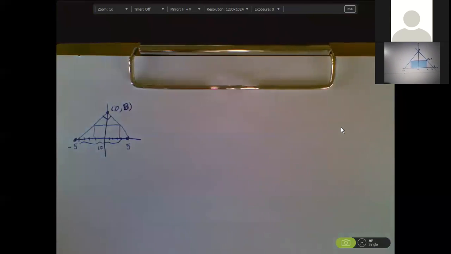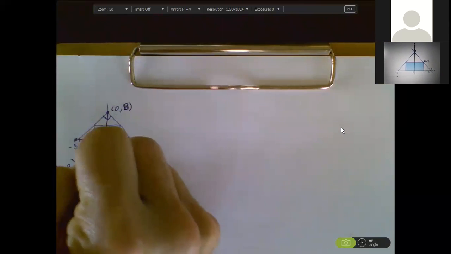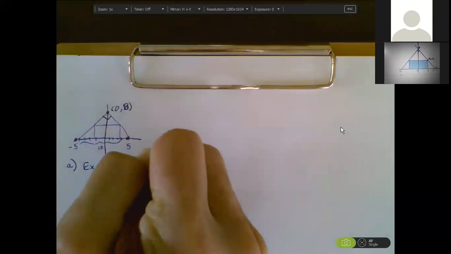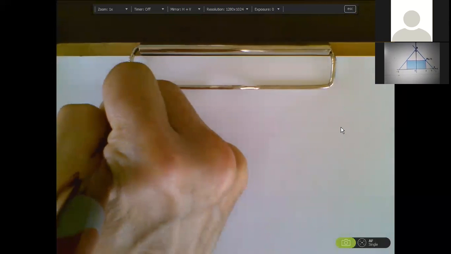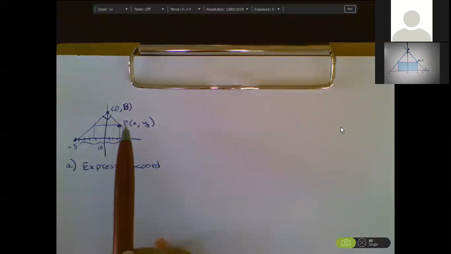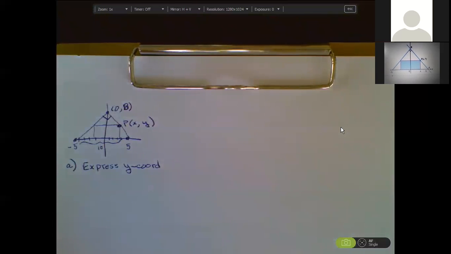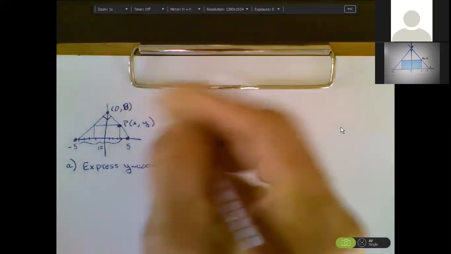All right, and the A part says find, read the A part again. Express the y-coordinate of P in terms of X. Of P. Where's P? Oh, P is the point XY where the rectangle intersects the side of a triangle. All right, so express the y-coordinate of P in terms of X.